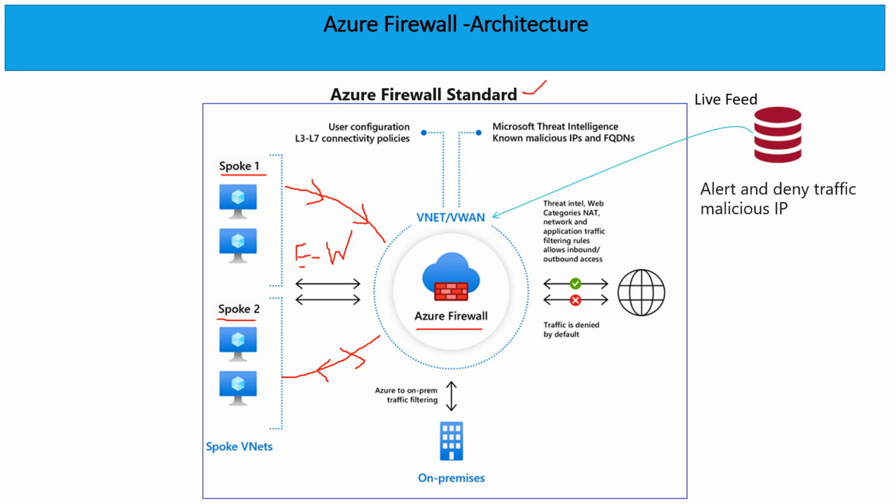Similarly, this is going to be your north-south, which is meant to go for the internet. And then obviously you are going to have the functionality to configure L3 to L7 firewall rules.